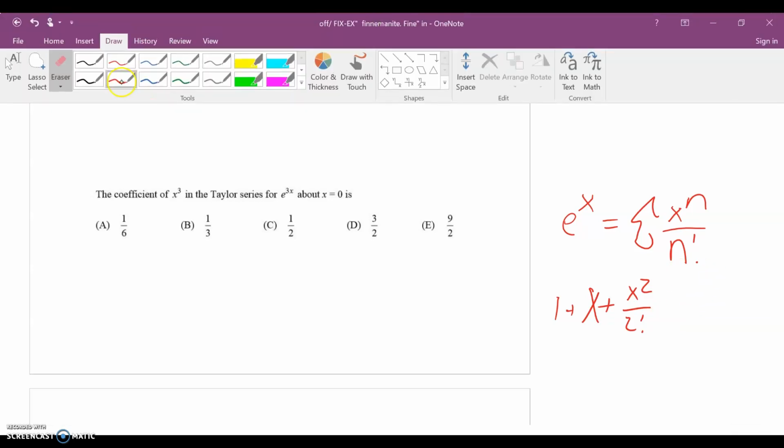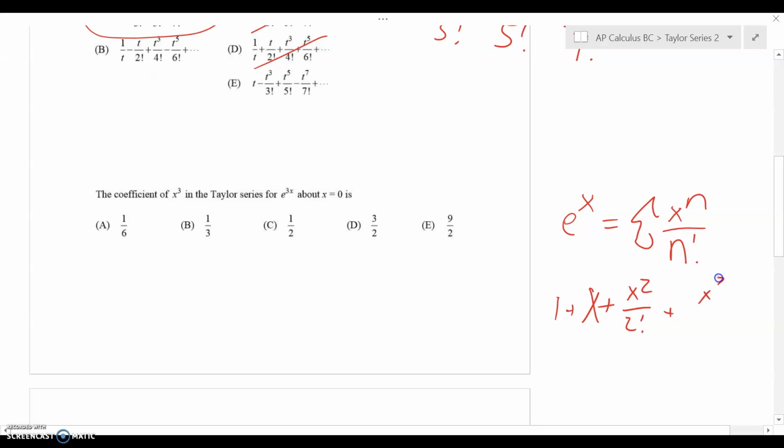Plus x cubed over 3 factorial. And that's where we're going. We want this term, and we want it for e to the 3x. So we're going to swap out the x and replace it with a 3x. That's not going to impact the power, but it will impact what the coefficient is.